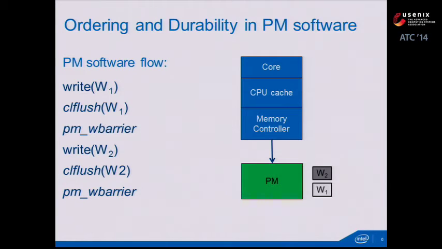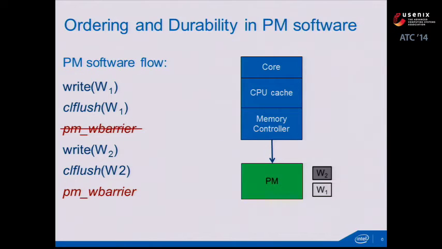For one, the software is now responsible for keeping track of all the dirty data in the CPU caches and explicitly flushing it. And it is possible that we might miss or misplace a CL flush, and all of a sudden the ordering breaks, right? It is also important that the software uses PM write barrier in a correct manner, and a missing or misplaced PM write barrier can break ordering or durability.